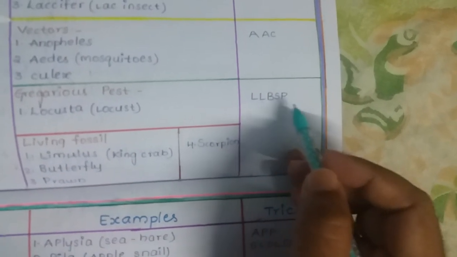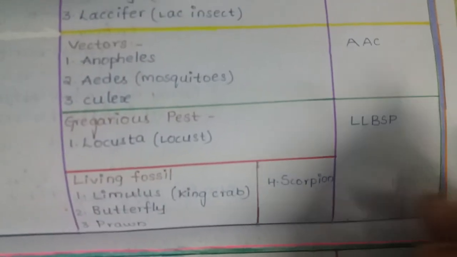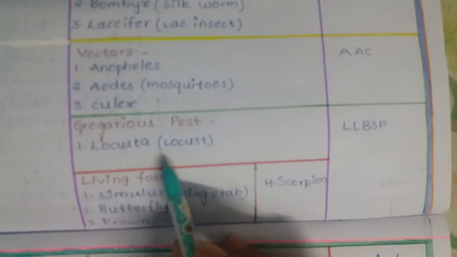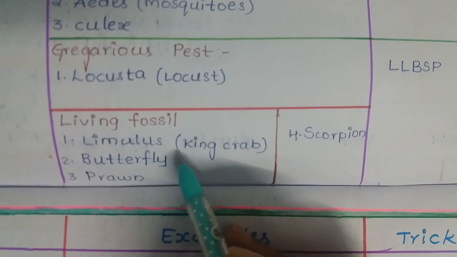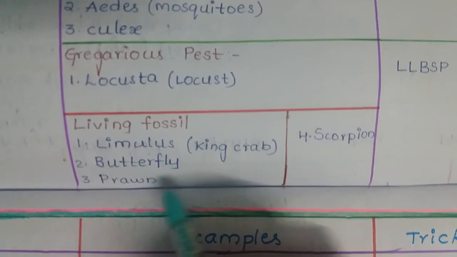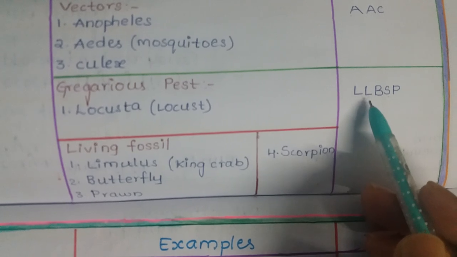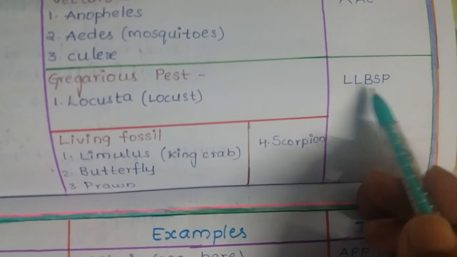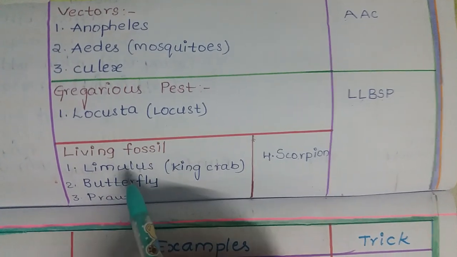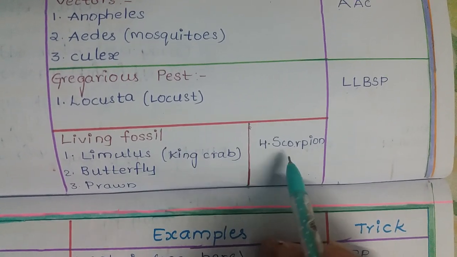Here the trick is LLB SP. There is a course called LLB, Bachelor of Legislative Law. One student studying LLB successfully passed. Let us see, the first L is Locusta, that is locust. Next one is Limulus, very important one. Limulus, king crab; Butterfly; Prawn; Scorpion. The code here is LLB SP.